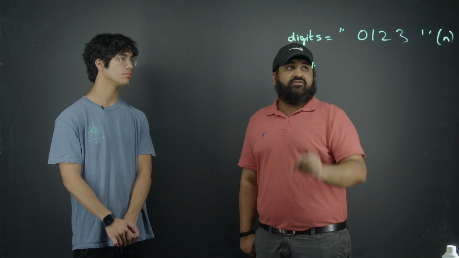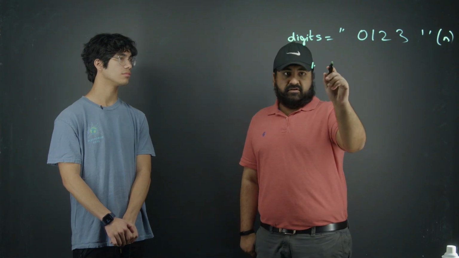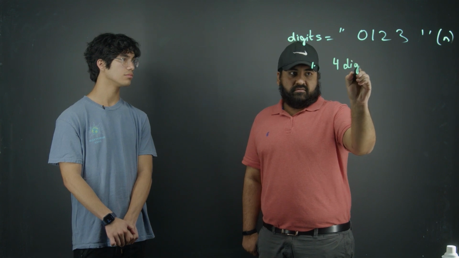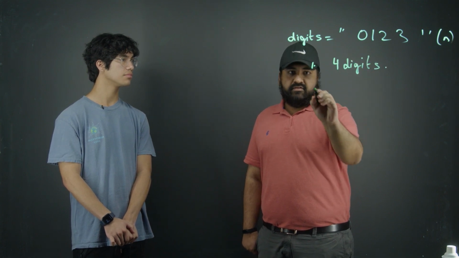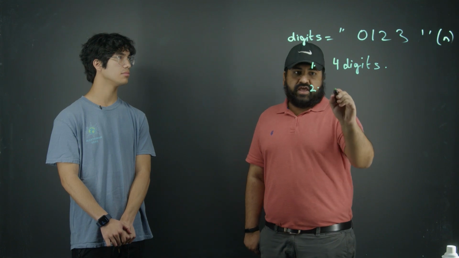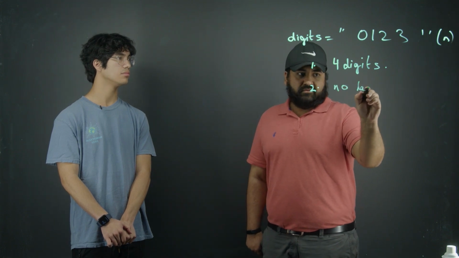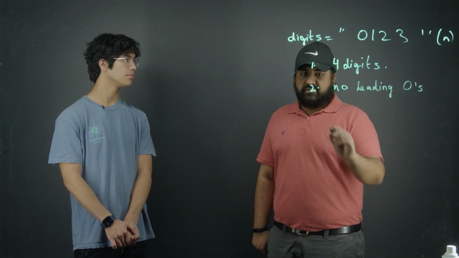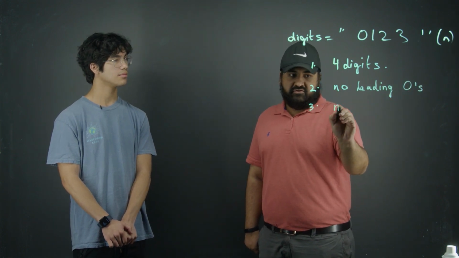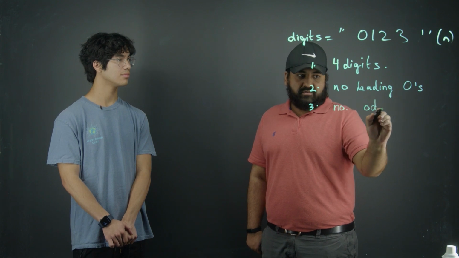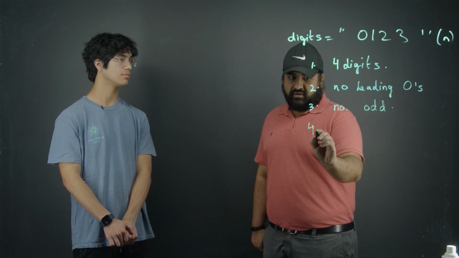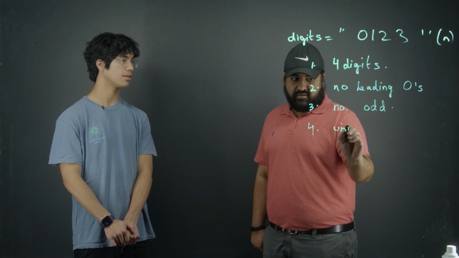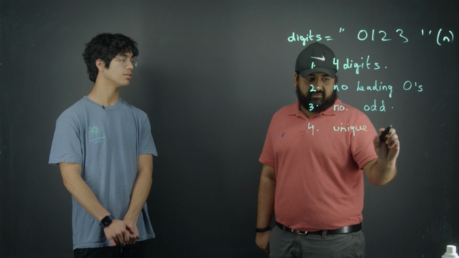The first condition is that the numbers that you extract consist of four digits. The second condition is they should have no leading zeros. The third condition is the number should be odd. And the fourth one is all the numbers should be formed of unique digits.